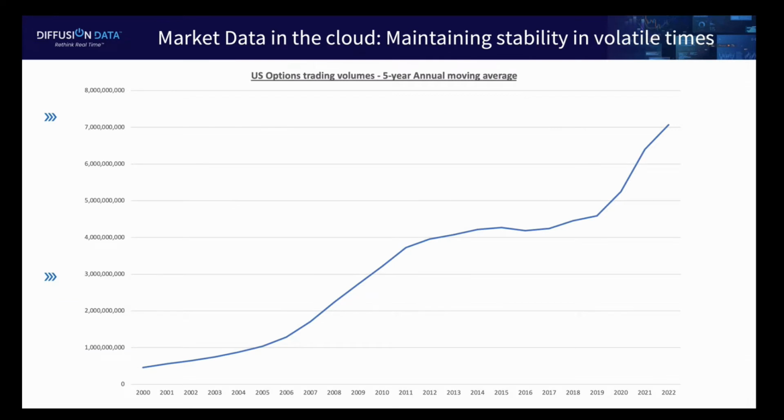Here's just a quick chart on the trading volumes that we mentioned. So this is trading volumes for the CBOE since the start of the millennium, and you can see that it's going one way really. It's going upwards, with no sign of it going down any time soon.